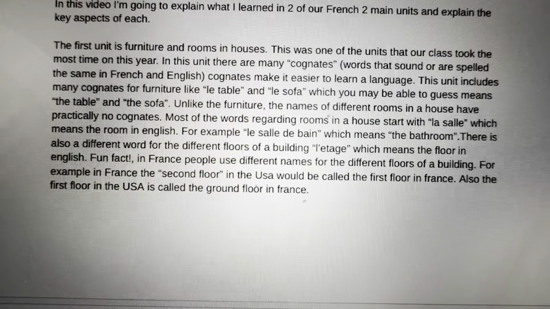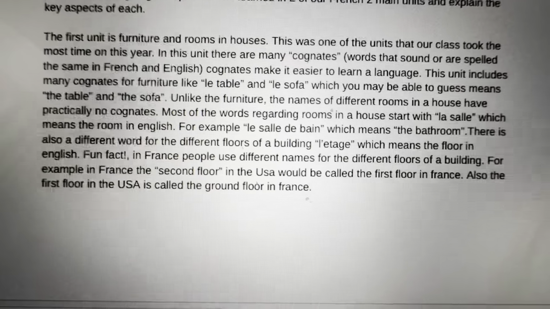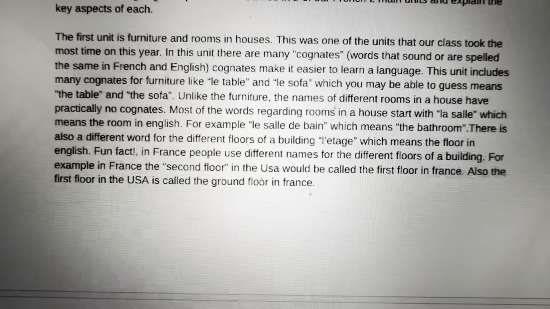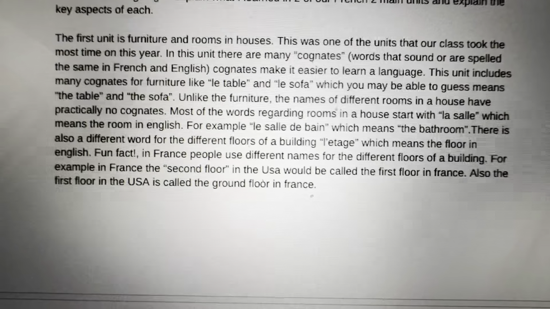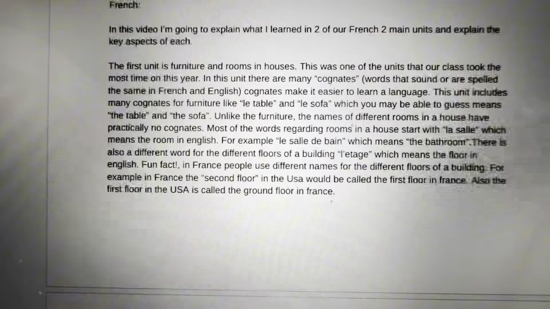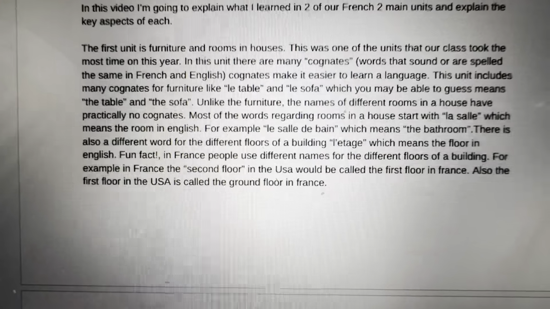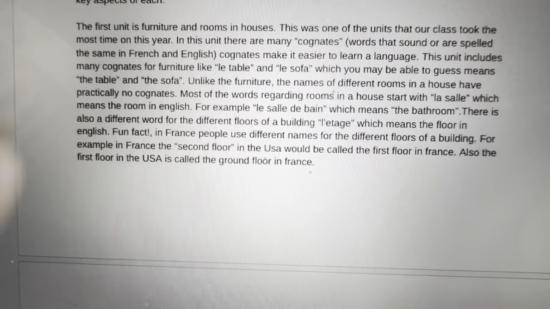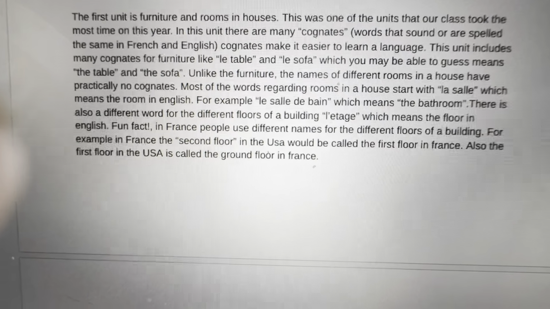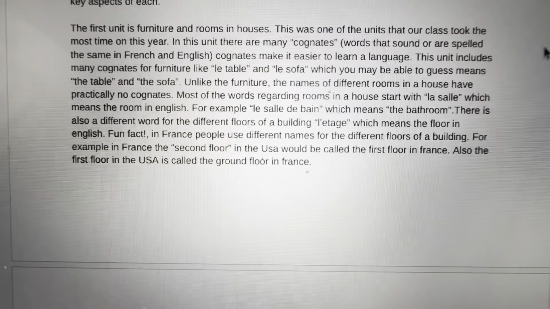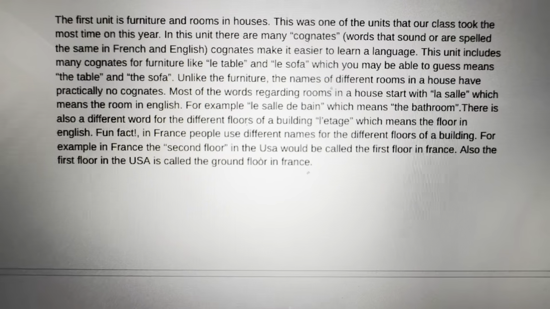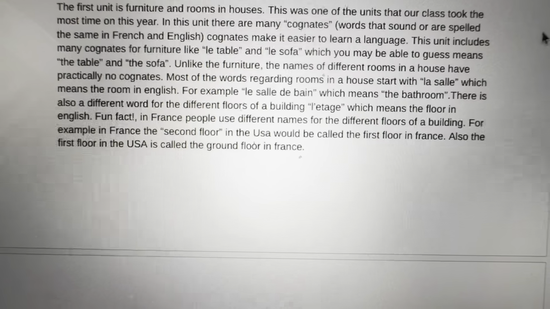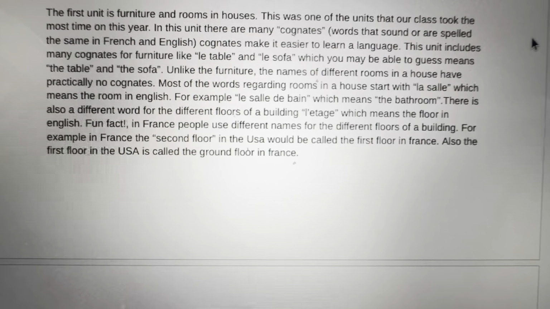Unlike the furniture, the names of different rooms and houses have practically no cognates. Most of the words regarding rooms in a house start with la salle, which means the room in English. For example, la salle de bain, which means the bathroom. There is also a different word for the different floors of a building, l'étage, which means the floor in English.